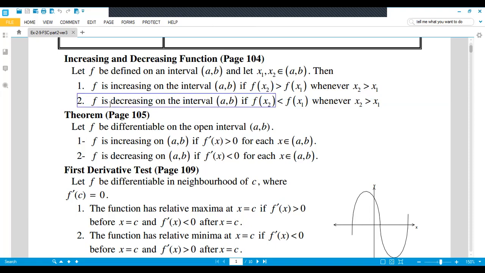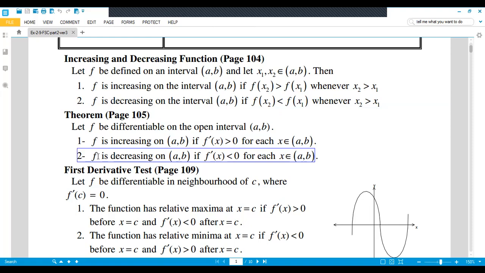Similarly, f is decreasing on the interval AB if f of x2 is less than f of x1. Look, the change: f of x2 greater than f of x1 is an increasing function, and f of x2 less than f of x1 is a decreasing function, where the statement is the same, x2 is greater than x1. You are given a theorem on page number 105.